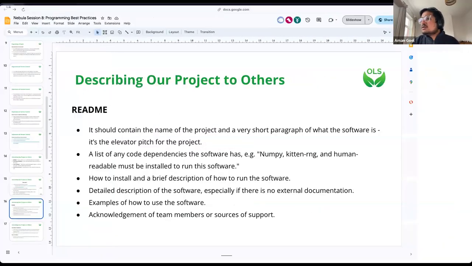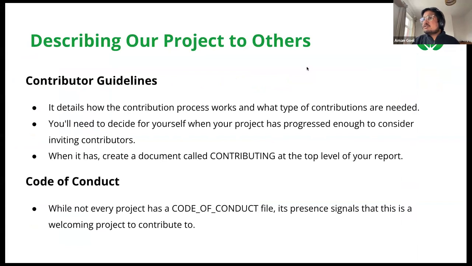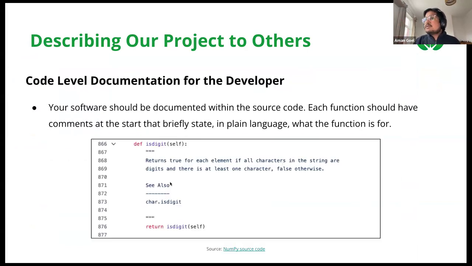Looking at other types of documentation, there are contributing guidelines. These are, as we discussed before, just how you tell people to contribute. Then there's a code of conduct. You can have that in GitHub now. If you have a code of conduct file, it shows up as a code of conduct tab in GitHub.